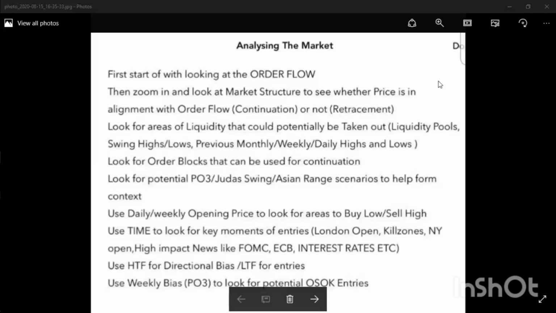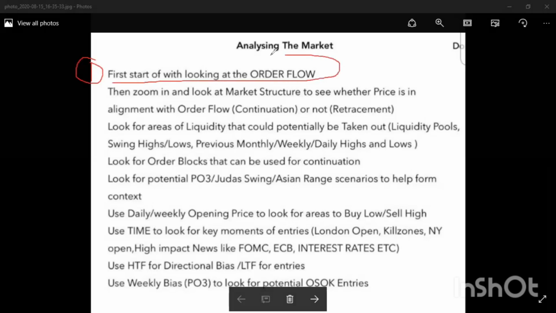This is our top down. This is the summary for the top down, right? So let's say you're trading a new pair, or every morning when you wake up, you want to do a top down. So the first thing that you do, this is number one. So number one, first you need to start with looking at order flow, right?